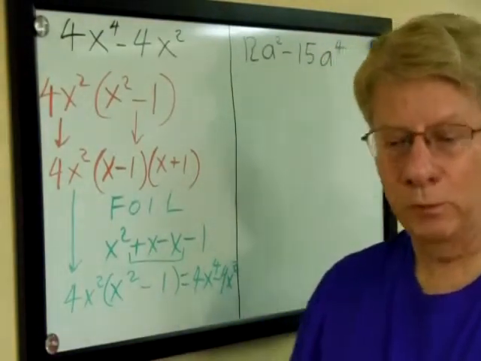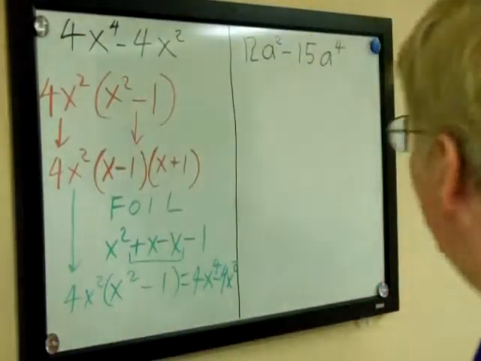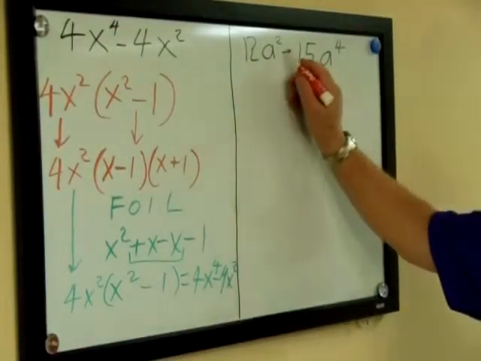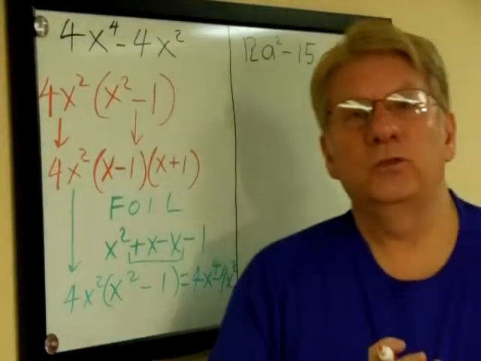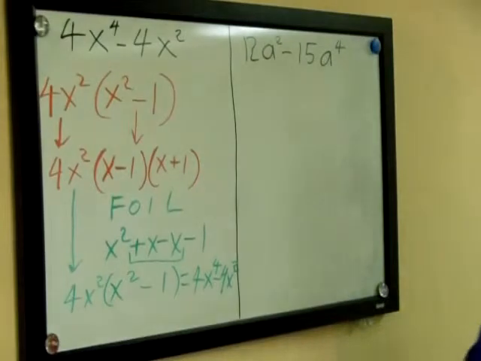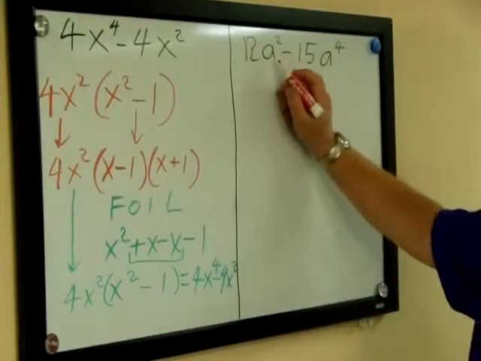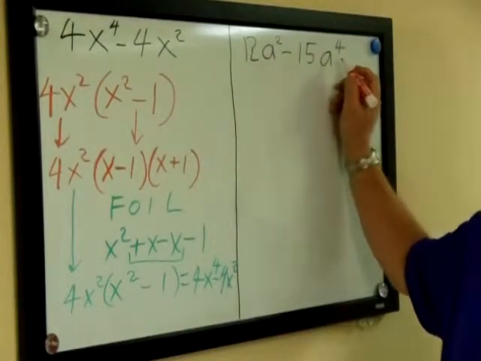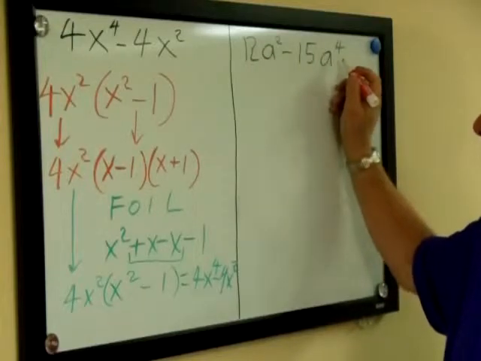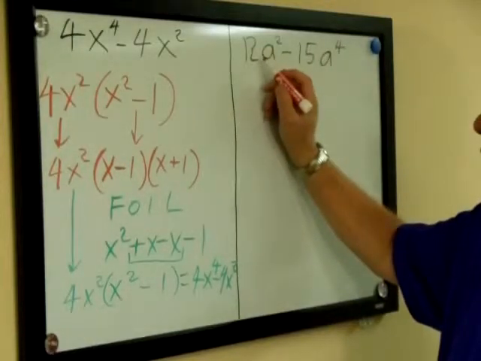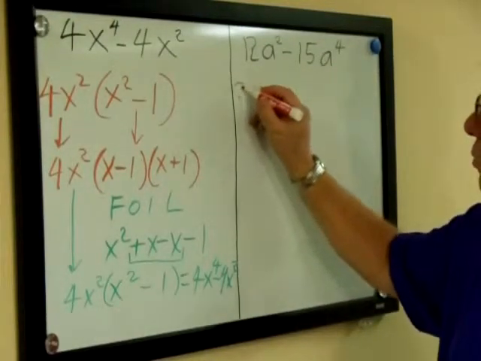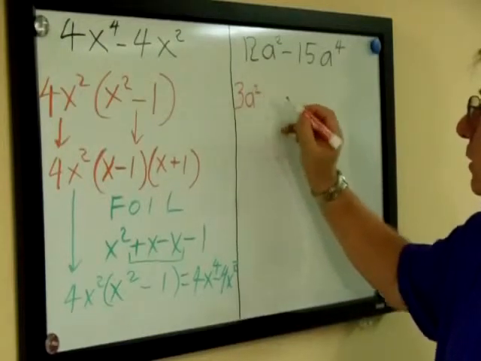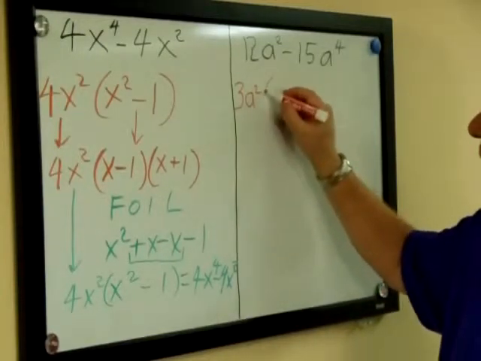Okay, we have one more example for you. And on this second one, we have 12a squared minus 15a to the fourth. And again, the first thing I always do is I look for the greatest common factor. So in these two terms, I have an a squared that's divisible into each term, and I have a 3 that's divisible into 12, and a 3 that's divisible into 15. So I'll take out 3a squared. That's my greatest common factor.